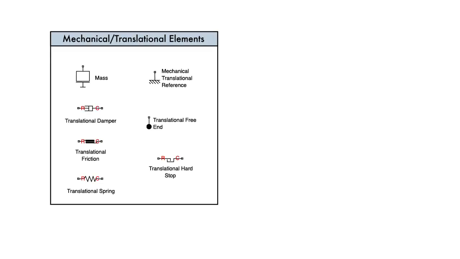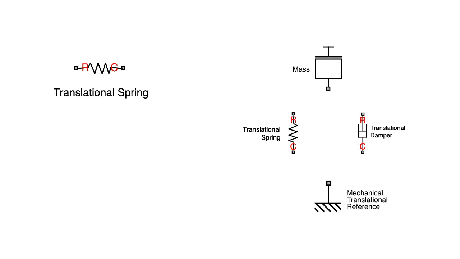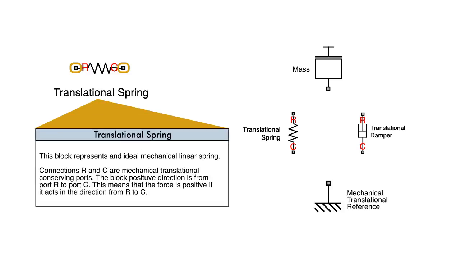We can find the blocks that we need to build our simple suspension model in the Foundation library under Mechanical/Translational Elements. In physical models, blocks represent components of the actual physical system and can be laid out in a manner similar to a schematic diagram. We can find information on block function and port types in the MATLAB documentation, or by double-clicking the block.